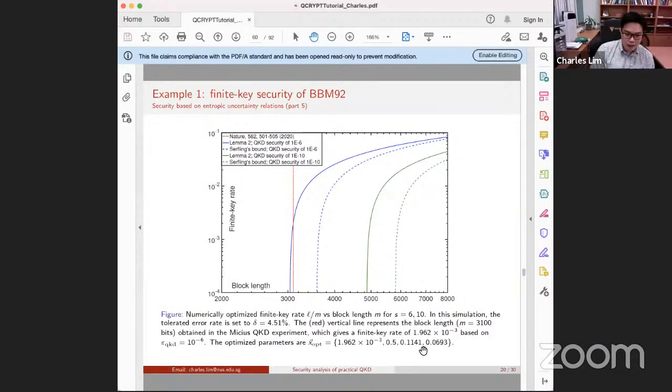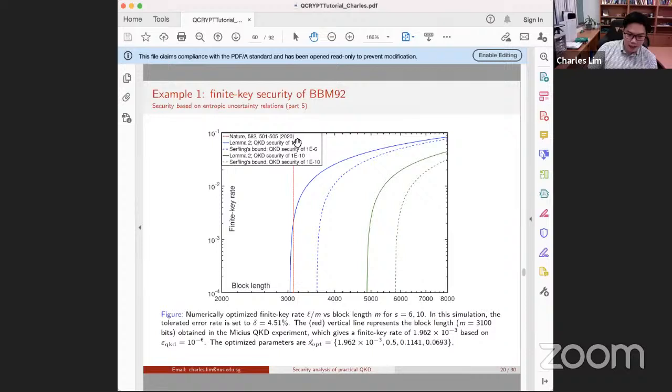So you could see here it's a plot for various bounds. You would just have to focus on the solid line, right? The solid line will correspond to the error function that's based on the new hypergeometric inequality. And the red line simply refers to the block length that is gathered by the Micius satellite.